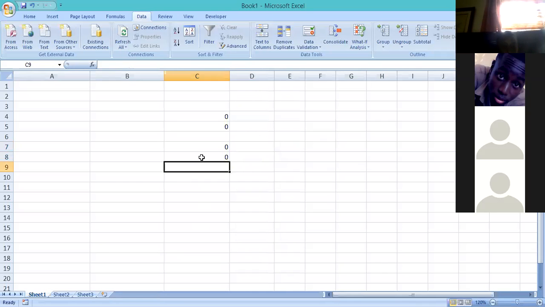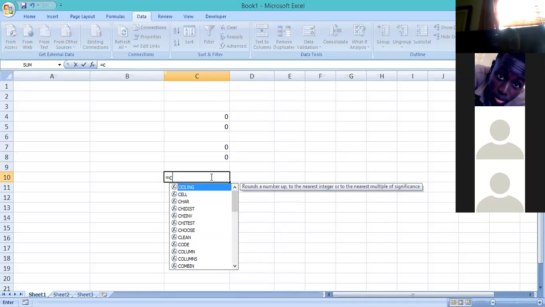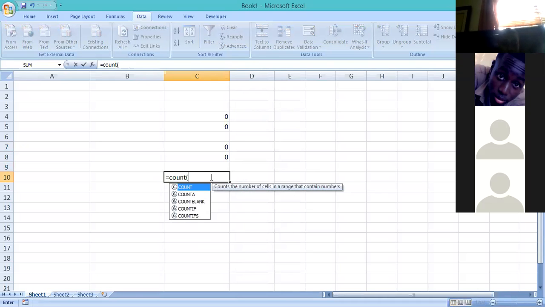Last one. Which function would you use to find the number of items to be bought? Count. Very good. Who said it? Catherine. Very good. So it would be the count function. So it's equal count and again the cell address. So this function is going to count up all the numbers.